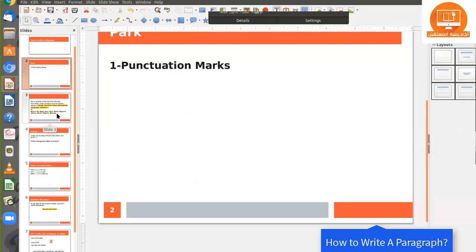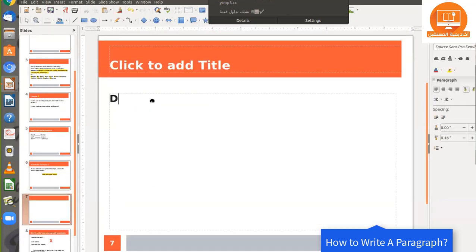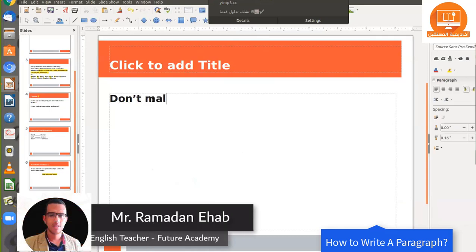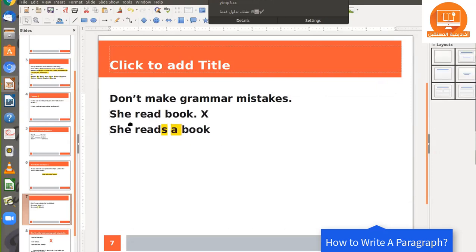So again, for marks, don't write it as points. Another point: don't make grammar mistakes. Guys, you will lose marks. For example, if he said she read book, this is wrong. Do you know why? Because he, she and it take S, right? So I must say she reads a book. I must add S and I must add A, or you will lose marks.